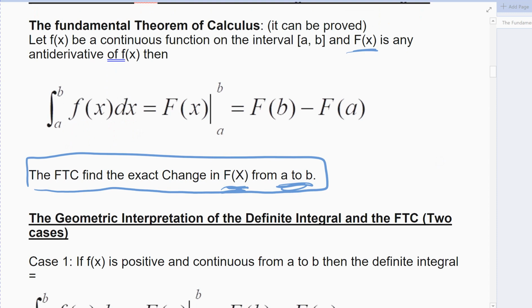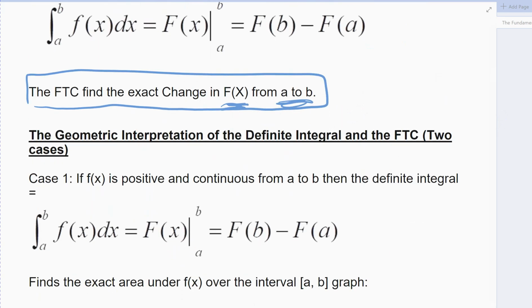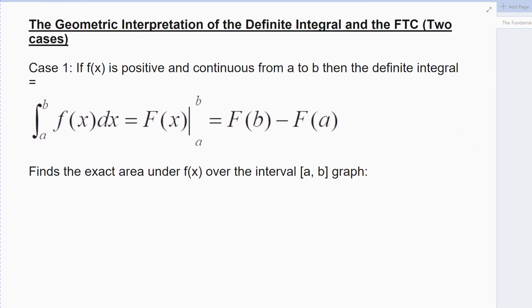All right, so now the geometry, what the picture looks like. So this is how we solve it. We find any antiderivative, we plug the high value in, and subtract plugging the low value into that antiderivative to find the exact change. And so there are two things that can happen. Two ways to look at it from a graphical point of view. Two cases. Case one is the case that we looked at in 4.2.